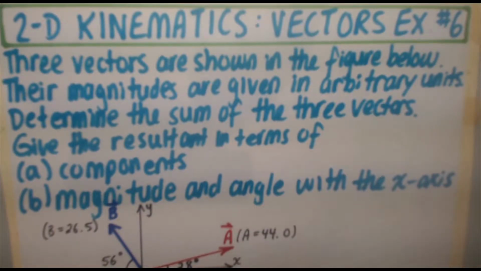Three vectors are shown in the figure below. Their magnitudes are given in arbitrary units. Determine the sum of the three vectors. Give the resultant in terms of A, the components, and B, the magnitude and angle with the x-axis.